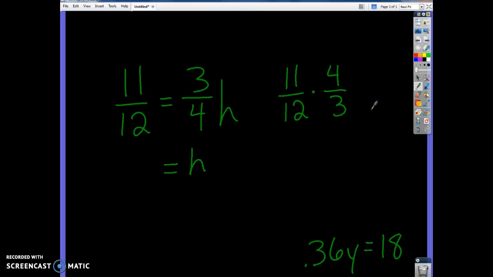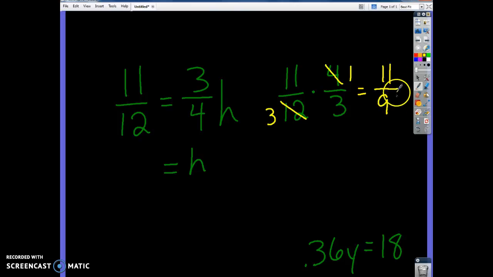This problem will simplify a little bit ahead of time. 12 and 4 are both divisible by 4. So let me just show that I'm going to simplify both of these. 4 will go into 4 once. 4 will go into 12 3 times. Multiplying fractions, we multiply straight across the top and straight across the bottom. 11 times 1 is 11. 3 times 3 is 9.